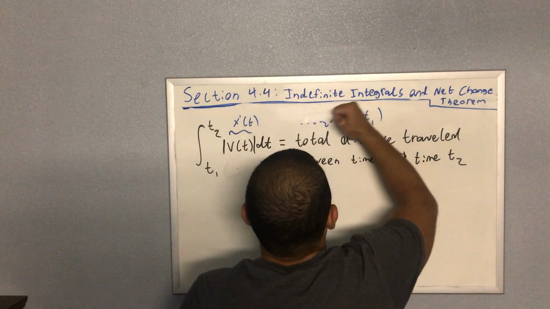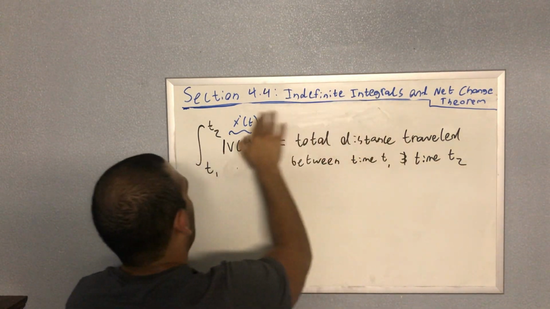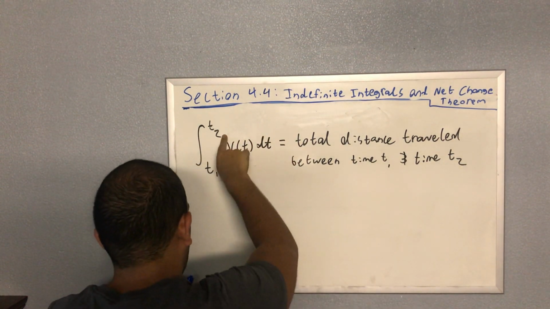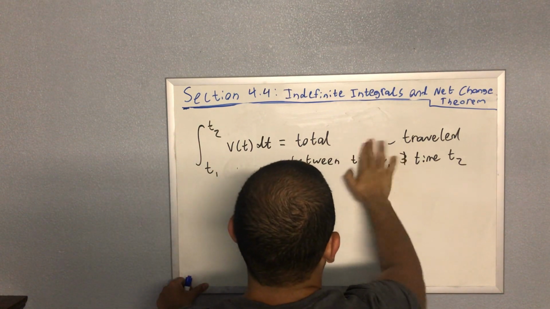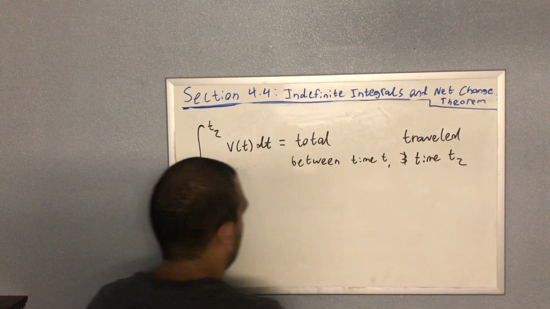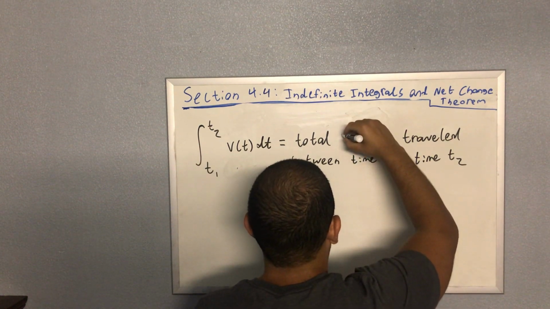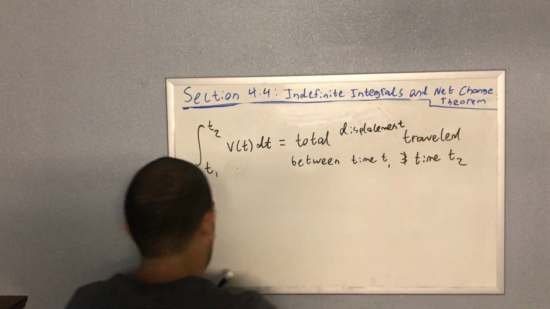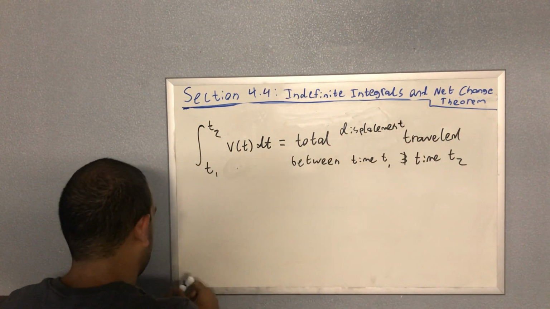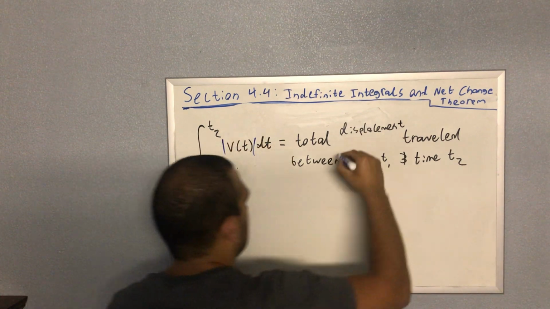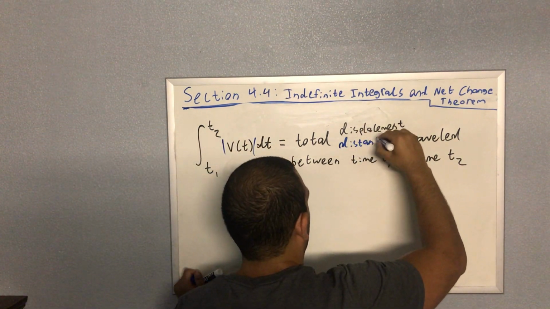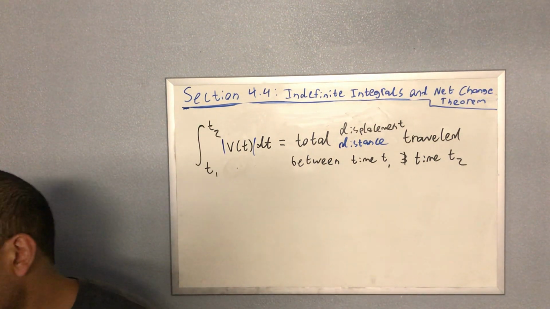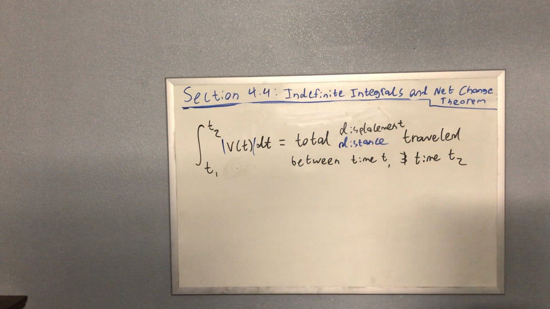But then if I take the absolute value away, then this is the total displacement. So big difference. So displacement is without the absolute value, but if you do have the absolute value, it's distance. So it's important to see the difference, and we can definitely do an example so it's a little less confusing.